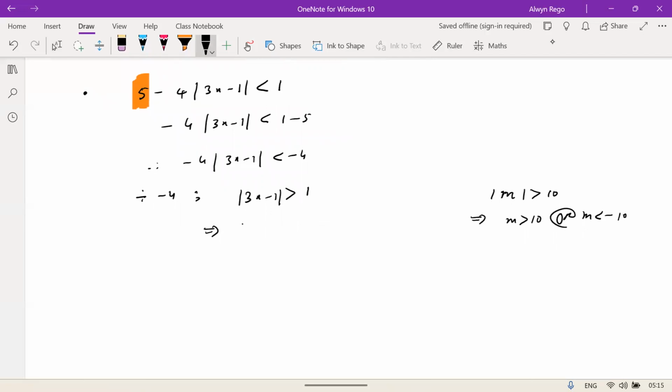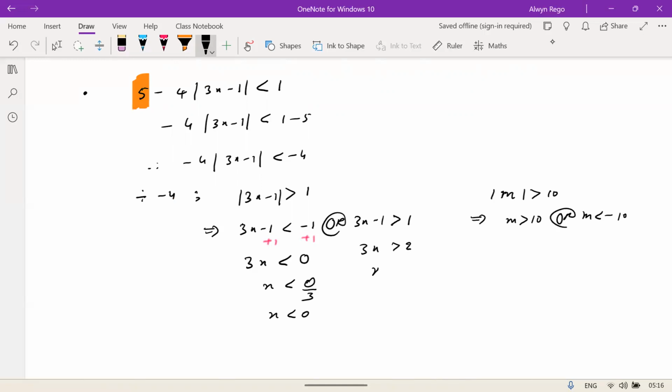Similarly, this is more than 1. This implies that 3x - 1 < -1, or 3x - 1 > 1. Therefore, 3x < 0, transposing 1 to the other side, plus 1 and plus 1. Therefore x < 0/3, dividing by a positive, so x < 0. And here 3x > 2, transposing by addition. Therefore x > 2/3.